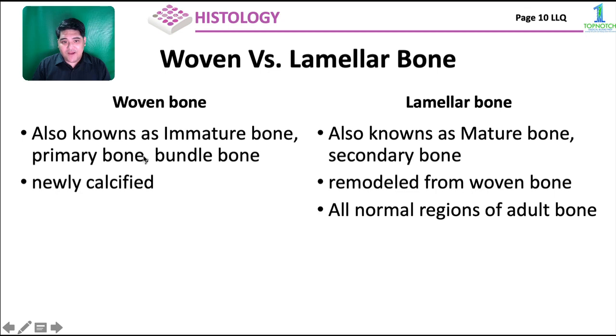This is newly calcified. Okay, this is usually what forms when a fractured bone heals, usually starting with woven bone. Lamellar bone is also known as your mature bone or secondary bone. It is remodeled from your woven bone. And all normal regions of adult bone are made of lamellar bone. Okay? Let's go, guys, it's only a few more.